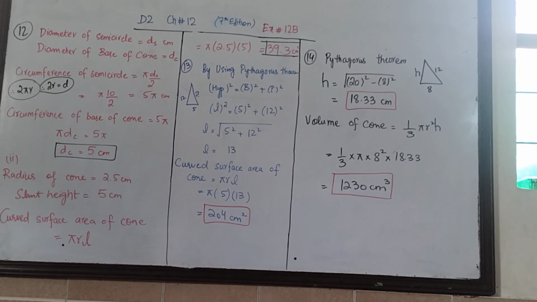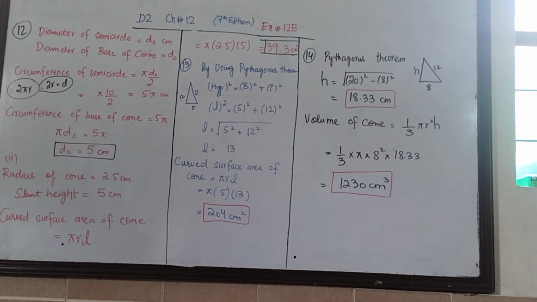Today we are going to discuss exercise 12b, question number 12. In question number 12, the semicircle shown is folded to form a right circular cone so that the arc PQ becomes the circumference of the base. Given that the diameter of the semicircle PQ is 10 cm, find the diameter of the base and the curved surface area of the cone.